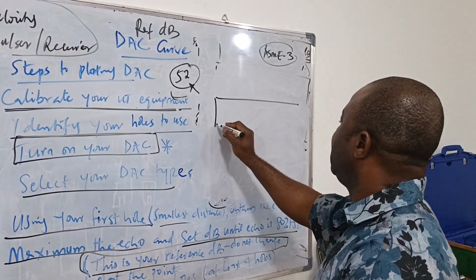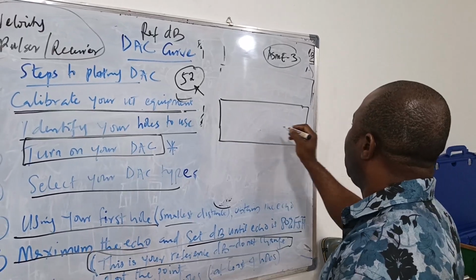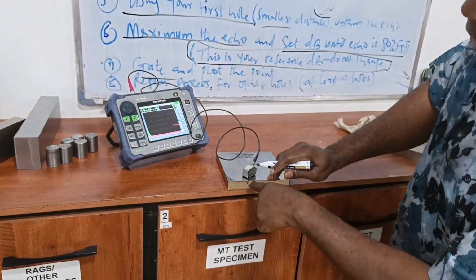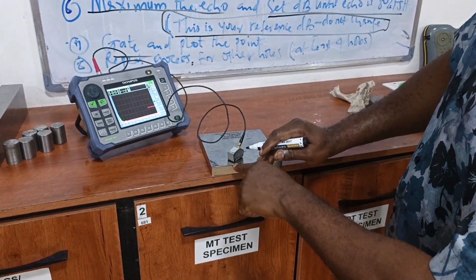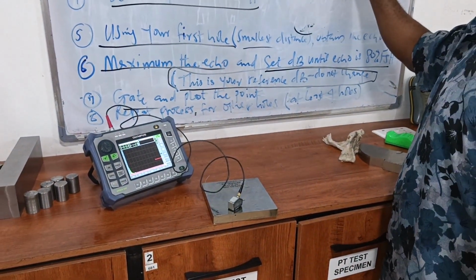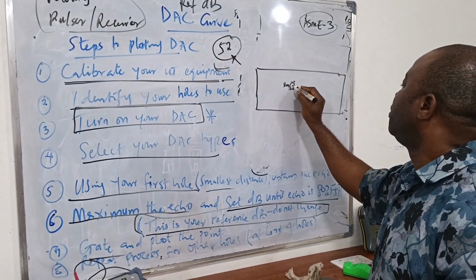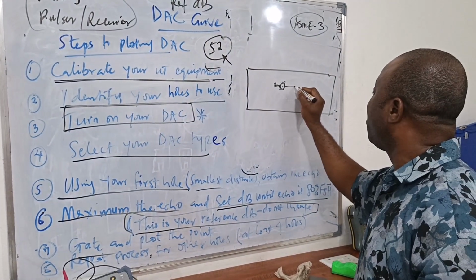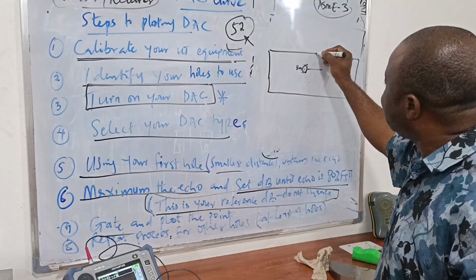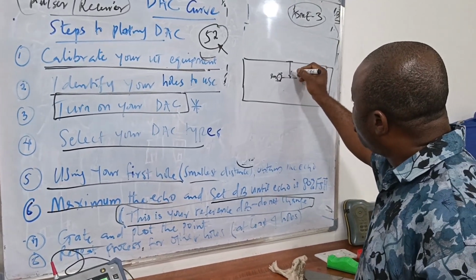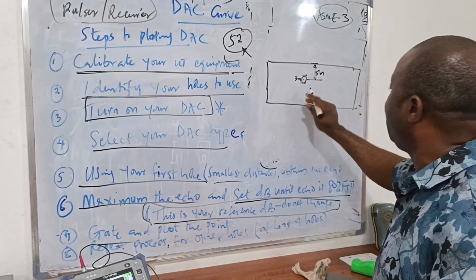This is my block, and this is the hole. Take note, this hole is a 3 mm side drill. This is not a 1.5 mm side drill, which means the distance from here to here is going to be 3 mm. It is the center, so this distance of 5 mm is actually the distance from the top here to the center of the hole, 5 mm.